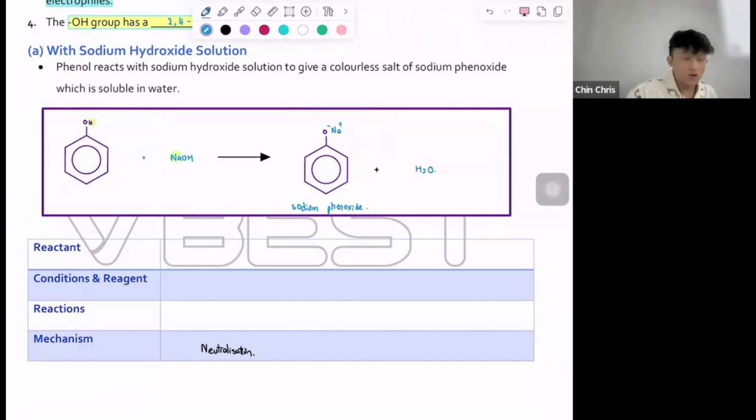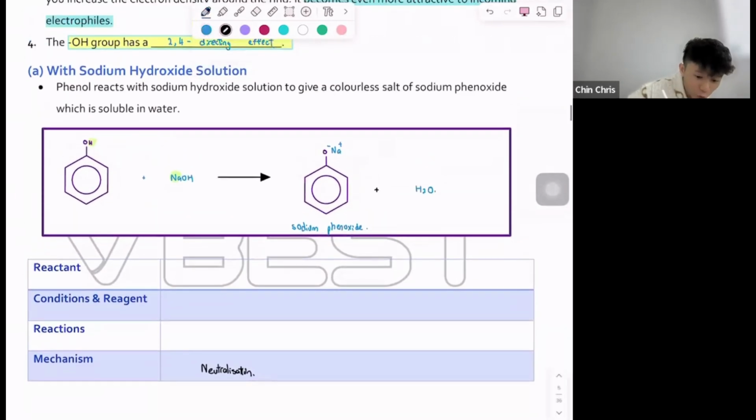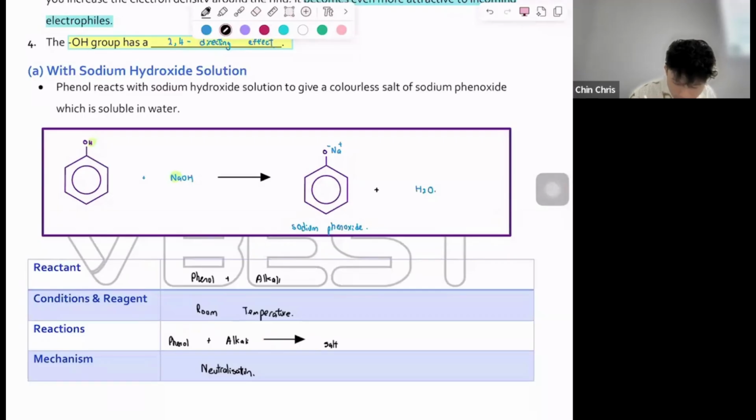Okay, all good. So, guys, reactant, I need a phenol. I'm going to add it into an alkaline. Any alkaline will do. Okay, so condition room temperature. Why? Because phenol is very reactive. And reaction-wise, I get a phenol and I add an alkaline. Ding, ding, ding. I'm getting a salt and H2O. Understand? Clear? Good. Please write down.